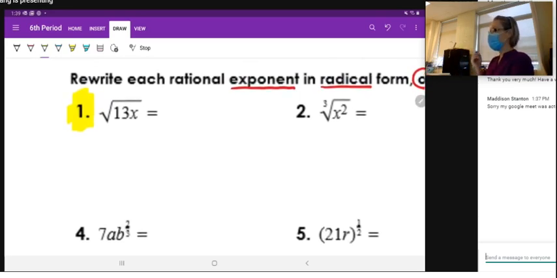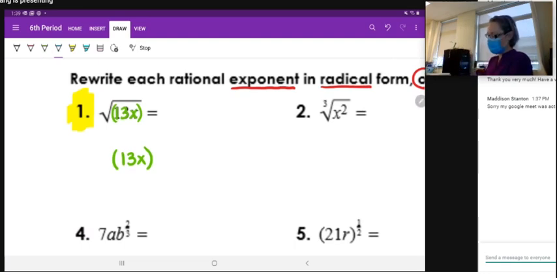In order to do that, first we have to identify the base. The base is... 13x. That's very good. So the base is going to be whatever is written here inside your radicand. In this case, it's 13x. Since our base has multiple pieces, we have to put parentheses around it. That's very, very important. Our base is that whole expression, 13x.